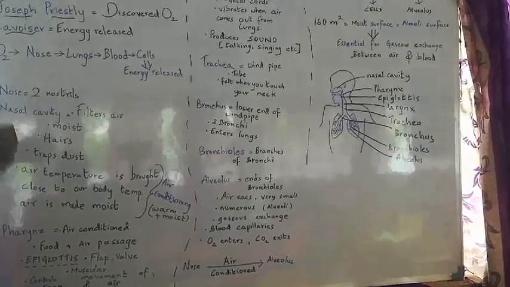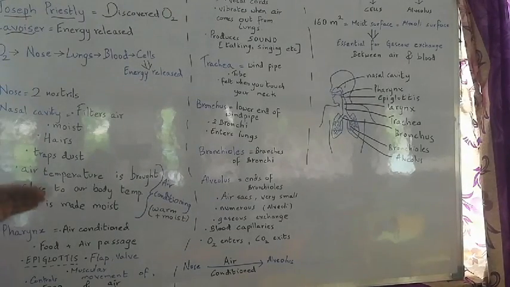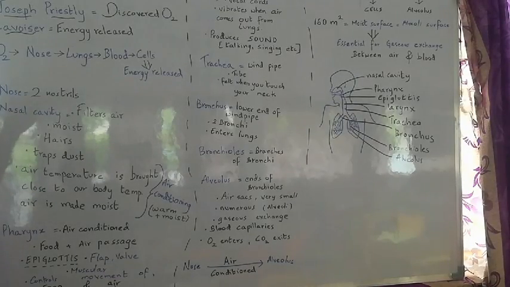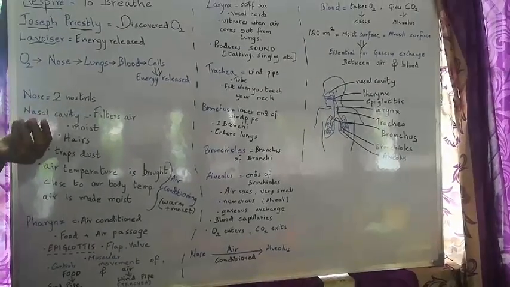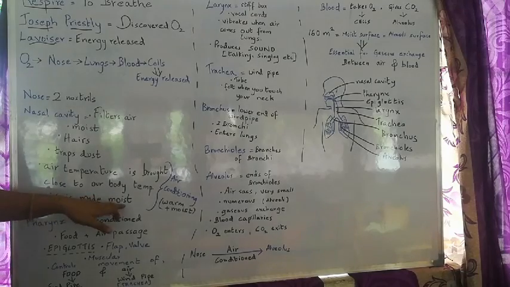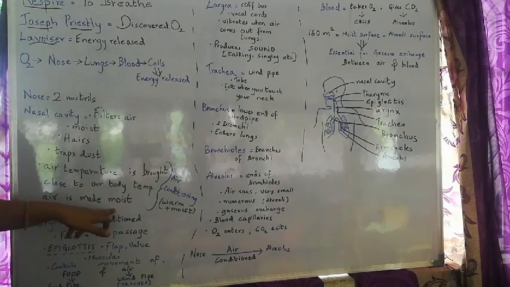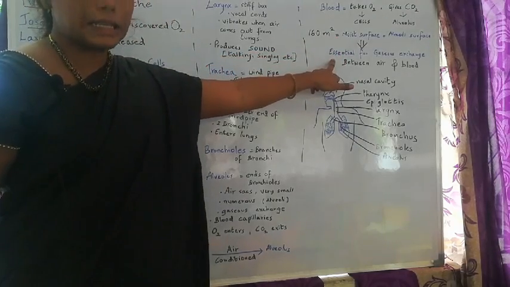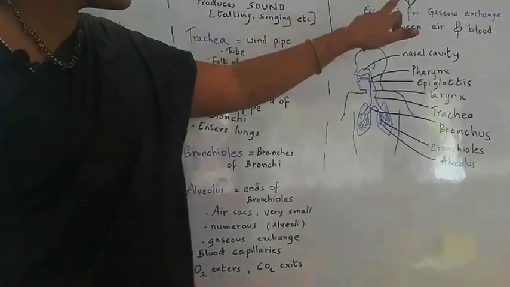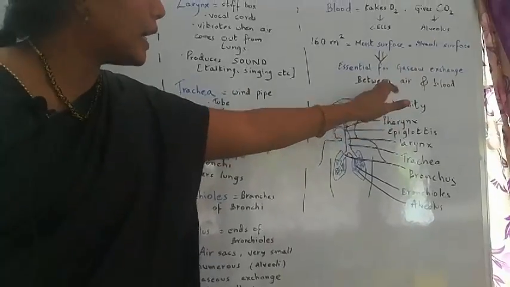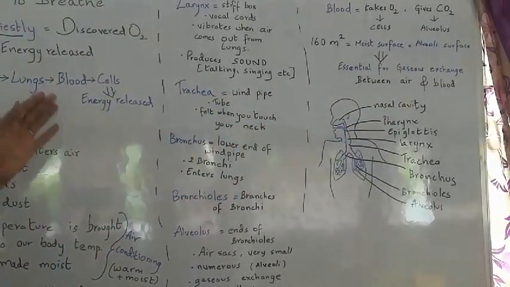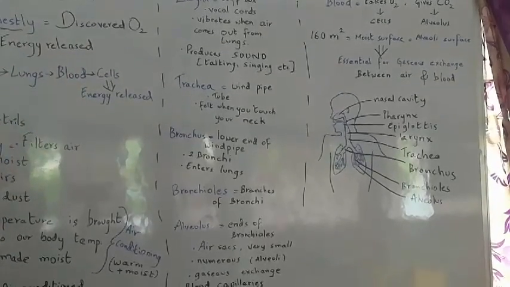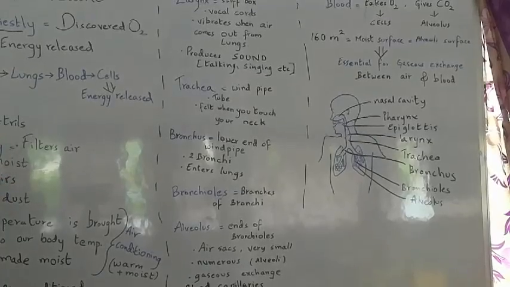Even if we breathe in dry air, when it passes into our nasal cavity, that air's moisture content is raised, and the air becomes moist. Why am I always stressing the term moist? Because see here, it is very important for gaseous exchange. If there is moisture, then only the air gets exchanged, and the oxygen in the air enters into our blood. It does not happen if the surfaces or the air is dry. That is why moisture is very important.